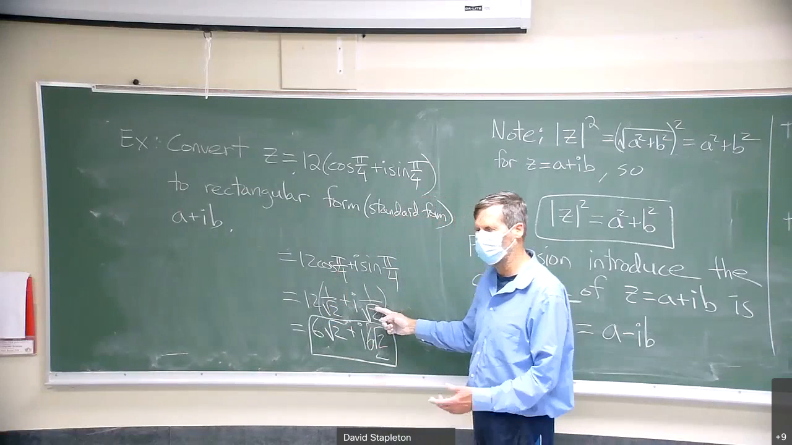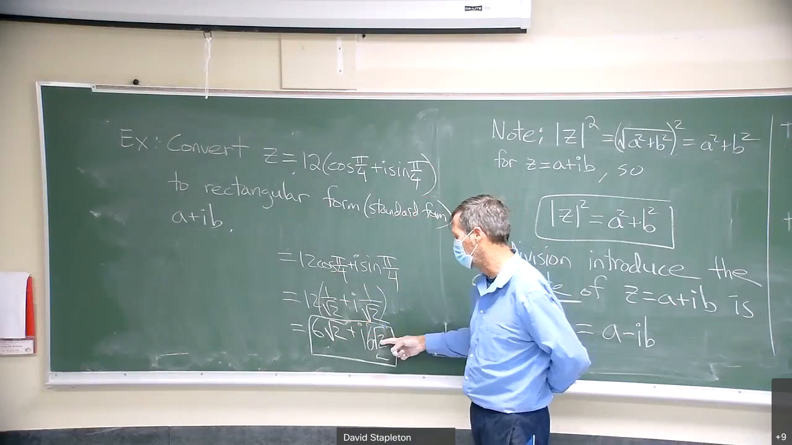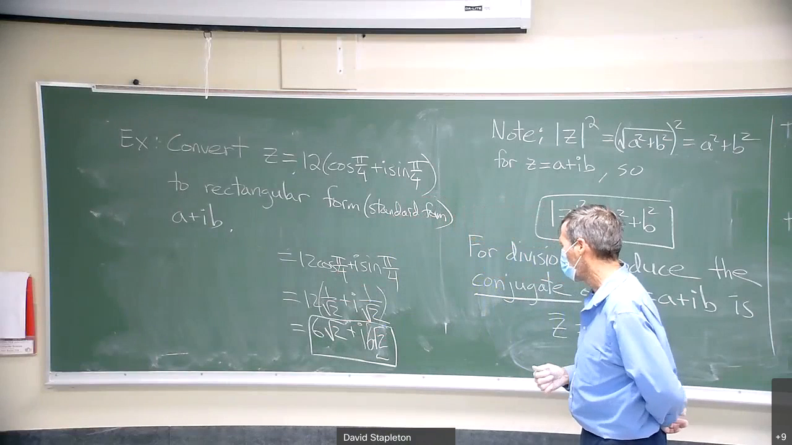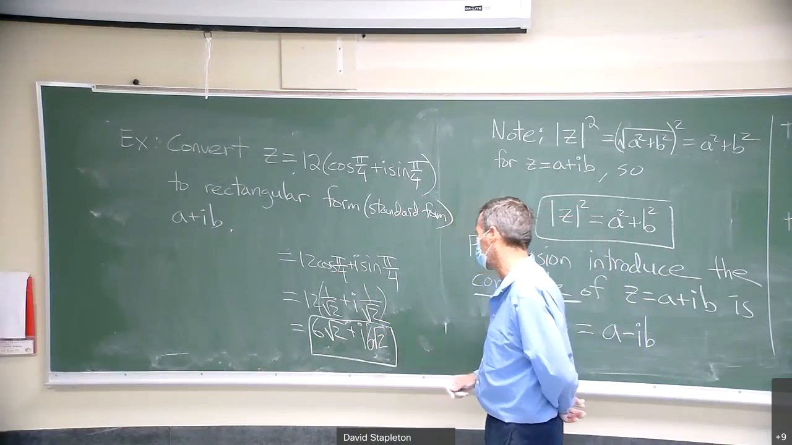This is one thing that happens on exams a lot. You guys forget to put your parentheses in, then at the next step you'll forget to multiply and it'll come out with the wrong answer. So it should be 6 square root 2 plus i 6 square root 2.